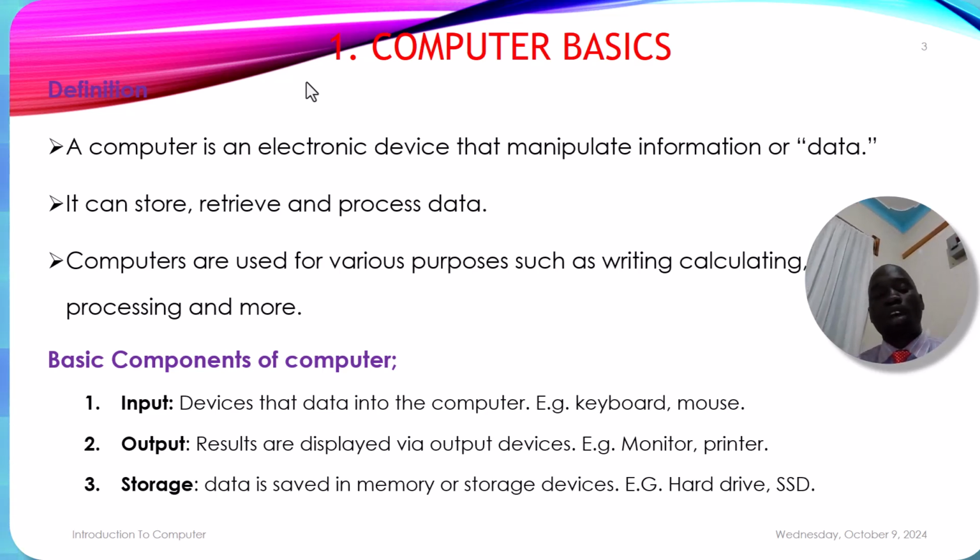And then we have an output. Output displayed via output devices. For example, the monitor, the printer. So the monitor itself, the screen of the computer itself, is an output device that lets out the information which are being stored. Then storage is that data is saved in memory as a storage device. For example, we can use a hard drives for saving data in our computer.